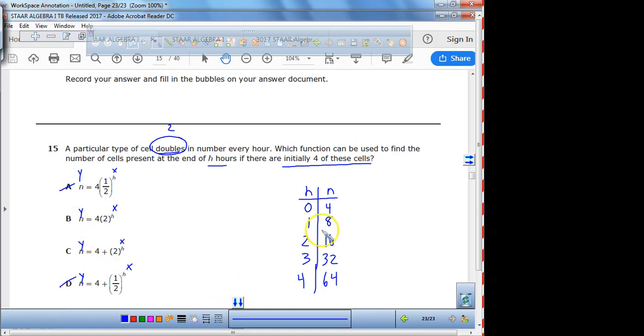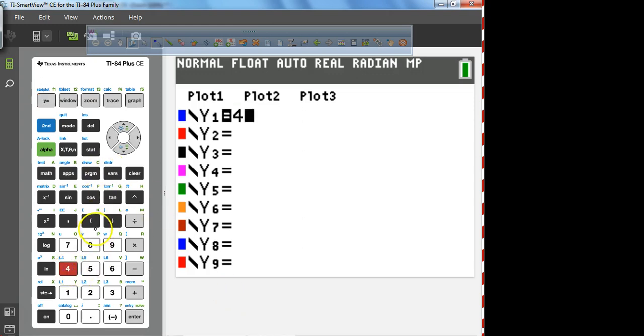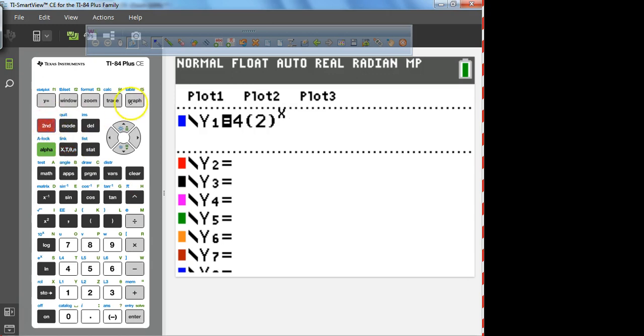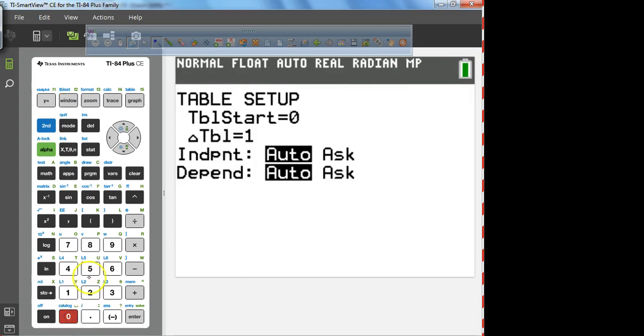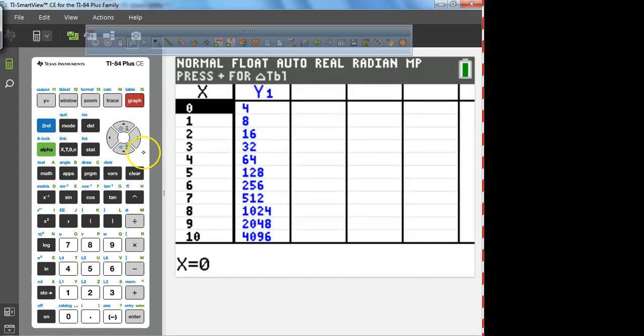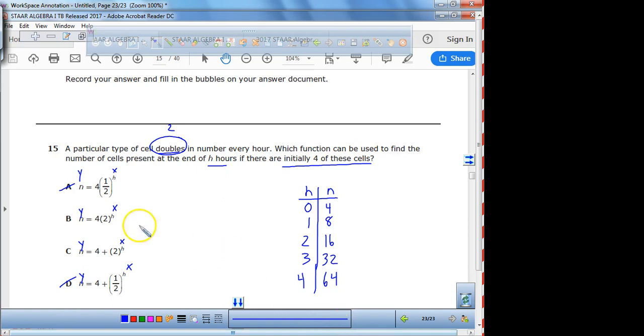Let's check B. We're trying to make this table, right? Here we go. So I'm going to put y equals 4 parentheses 2 to the power of x. Let's check the table. Let's start at 0 though. Second window, we're going to start at 0. Okay, here we go. Starts out at 4, then it goes to 8, then 16, then 32, then 64. What does it look like is happening every single hour? Double. Well, that ends up being our answer.